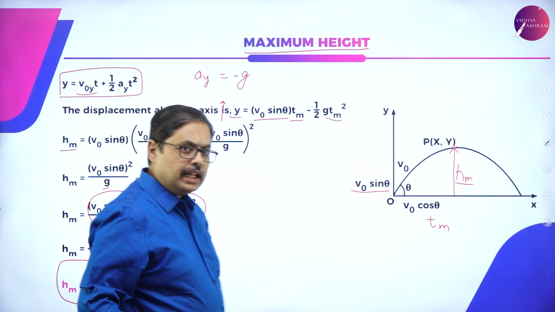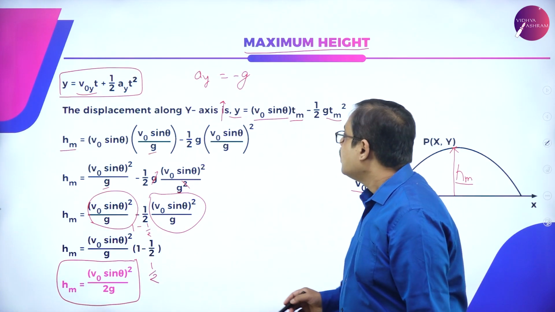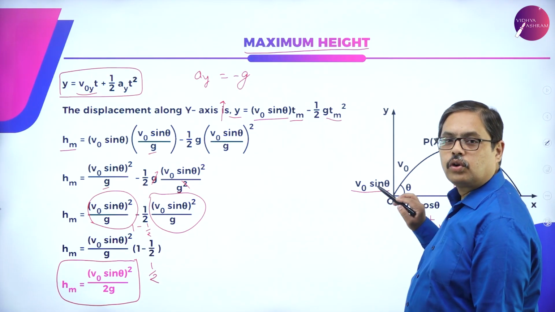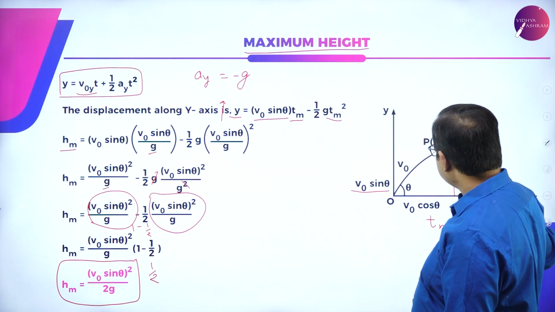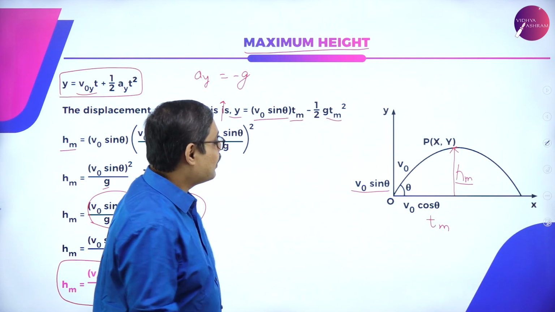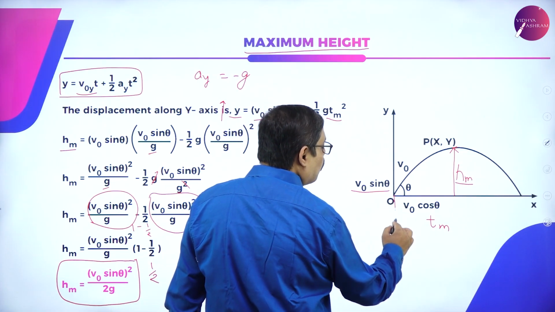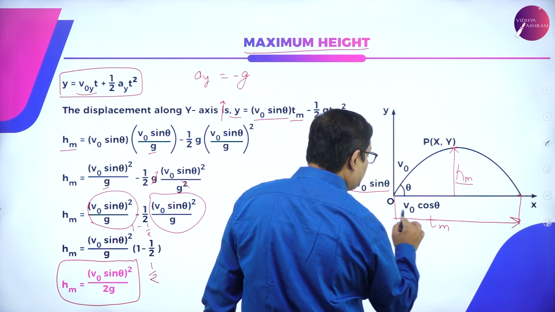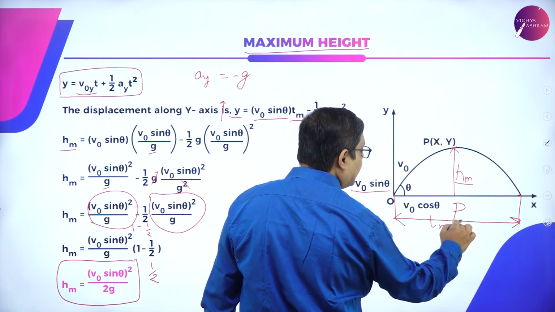Now, what have we done? We have found out the time required for the total flight of the parabola. What is the maximum height that can be reached? What else is left? We can find out the horizontal distance traveled by the parabola. I can call this the range.